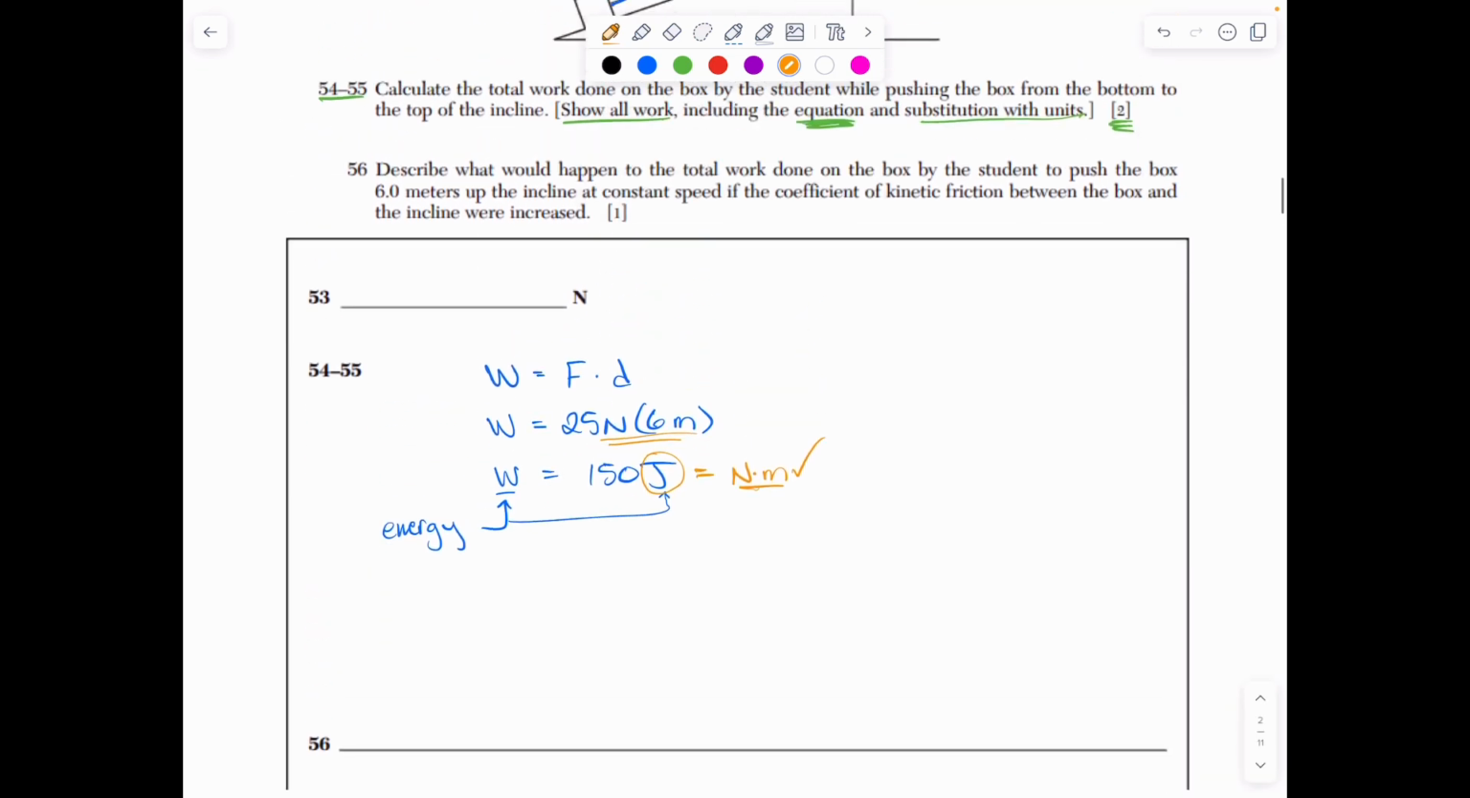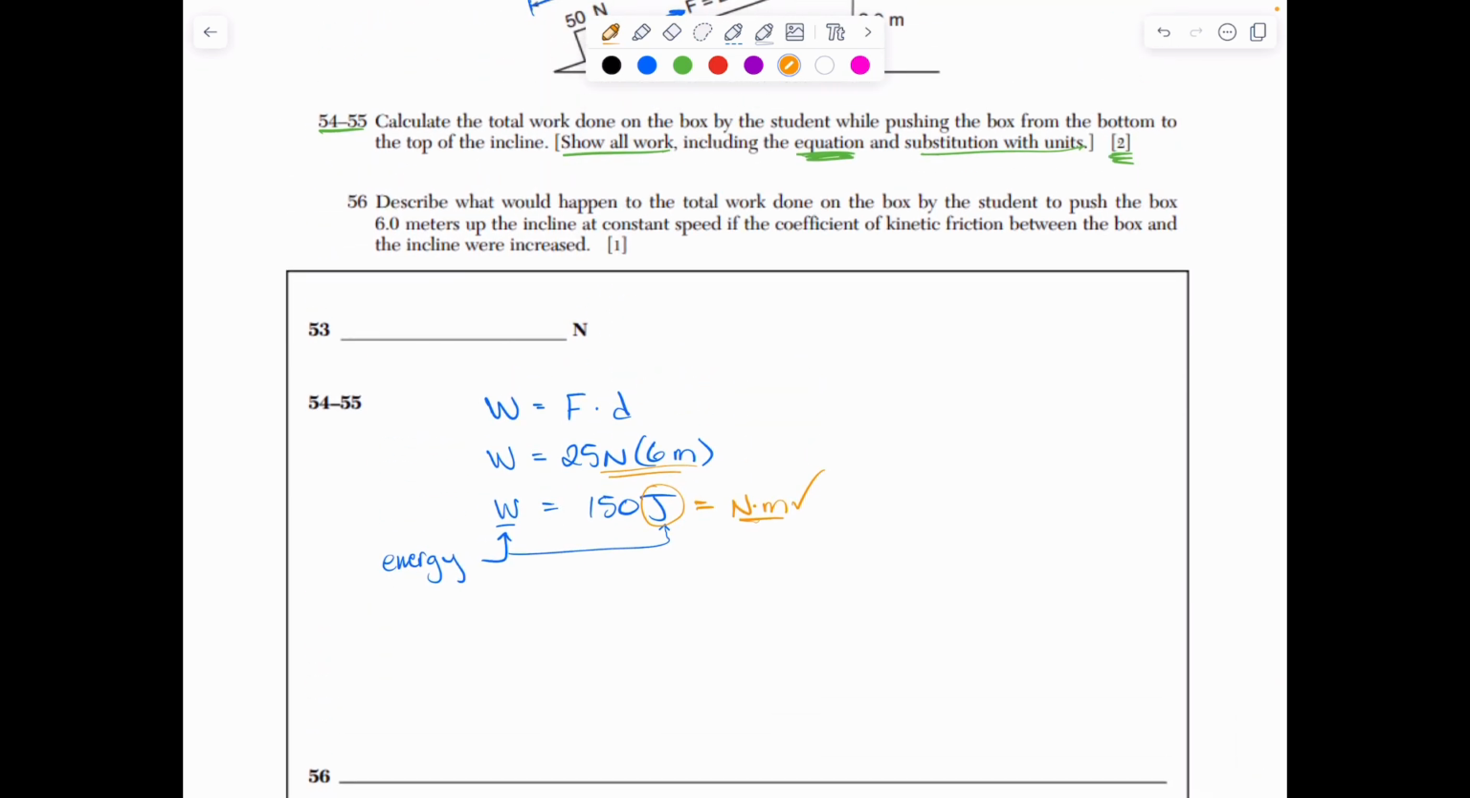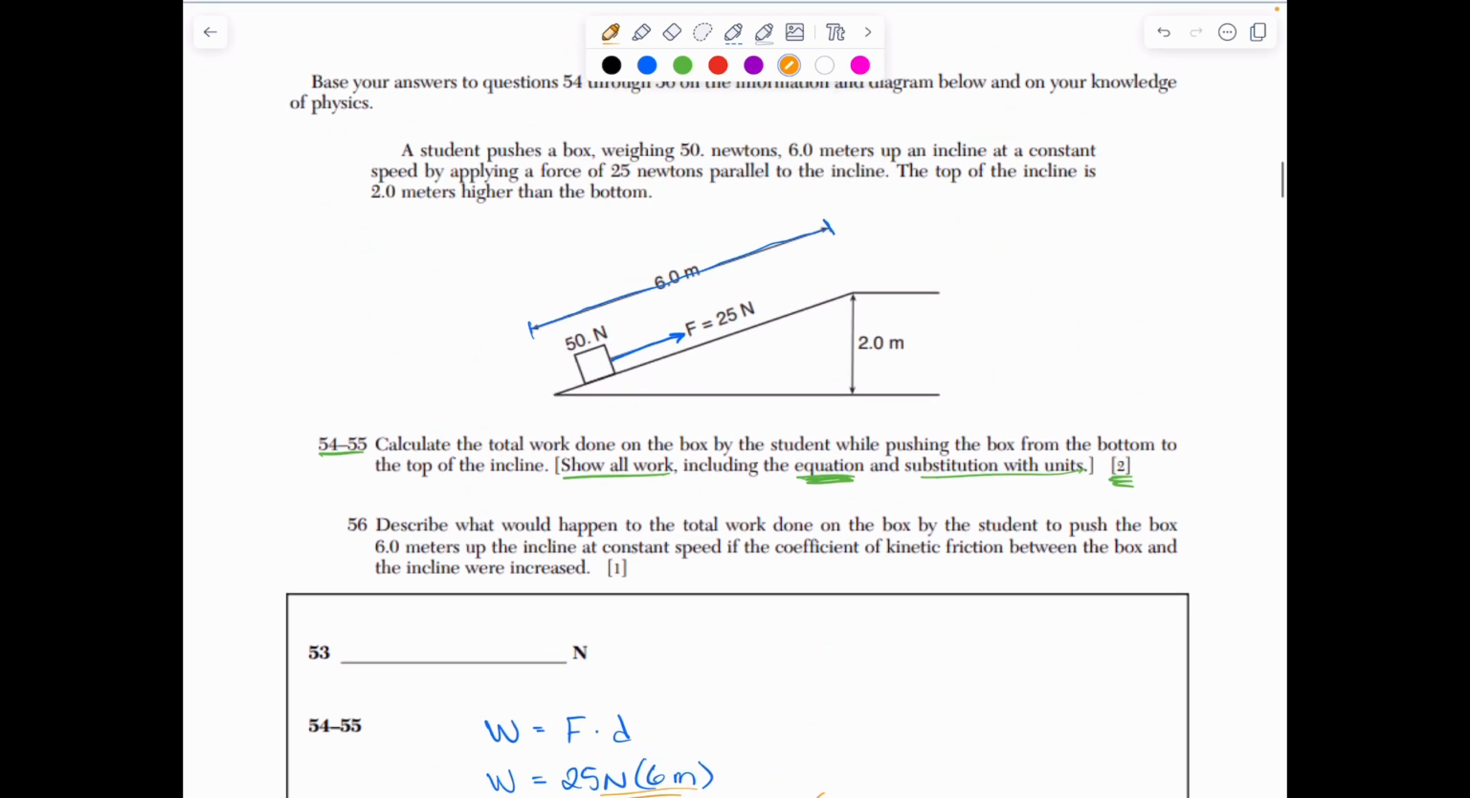Okay, the next part. Describe what would happen to the total work done on the box by the student to push the box 6 meters up an incline at a constant speed if the coefficient of kinetic friction between the box and the incline were increased. Okay, so I didn't even really talk about this idea of constant speed. Don't forget, constant speed means that we have a net force of 0, right? It's equilibrium. Net force is 0, which means that applied force is exactly equal to friction. So force of friction here would definitely be 25 newtons.